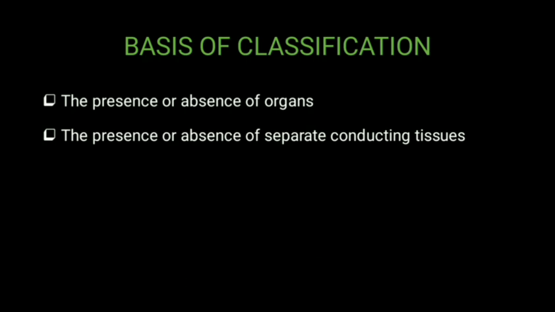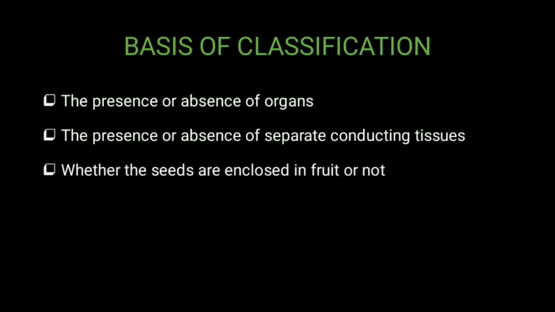Now what are conducting tissues, children? Conducting tissues are xylem and phloem. What are xylem and phloem? Xylem are the tissue which is used for the conduction of water, and phloem are the tissue which is used for the conduction of food. So these are classified on the basis of presence or absence of separate conducting tissues.